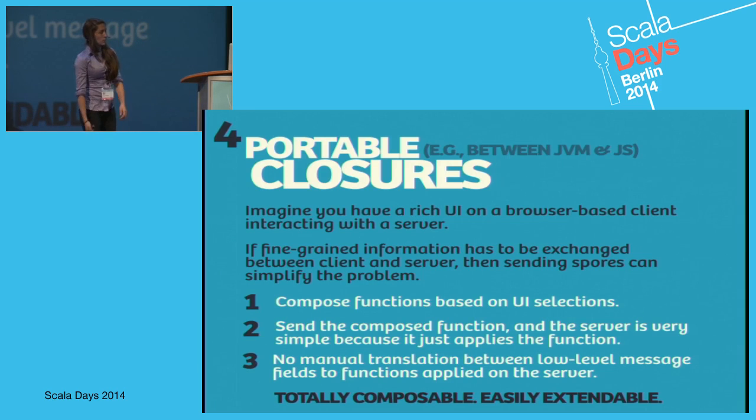And then the last example, which is a little bit longer, in my opinion, and maybe more interesting and very different from the others. It's not big data, and it's not another Spark sort of application. It's the idea that perhaps you have some sort of rich user interface that interacts with a server somehow. If you have information that is fine-grained enough that has to be exchanged between the client and the server, you can actually use spores to make things a little bit more composable and easier to extend. And I'll show you in just a second what that means.